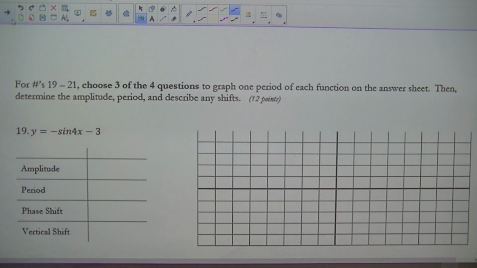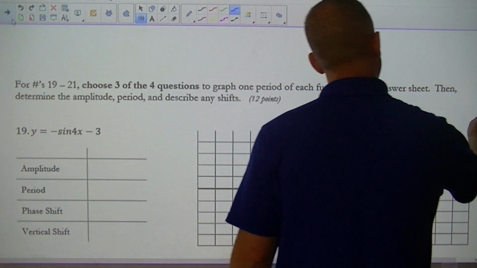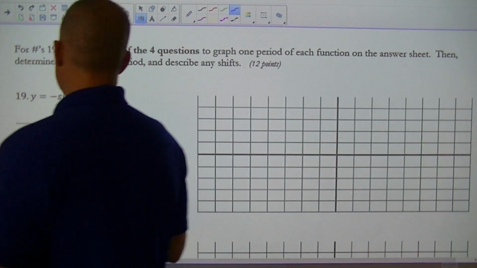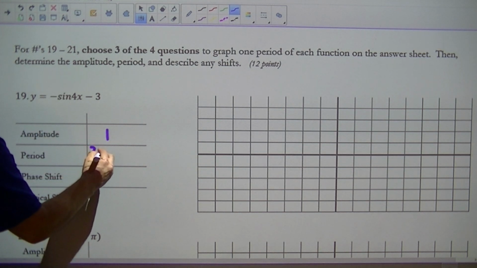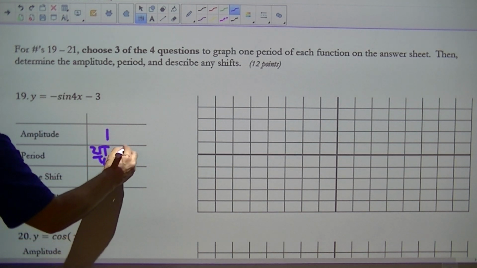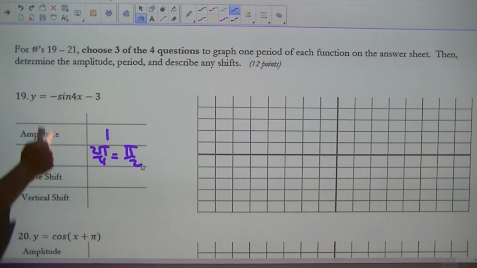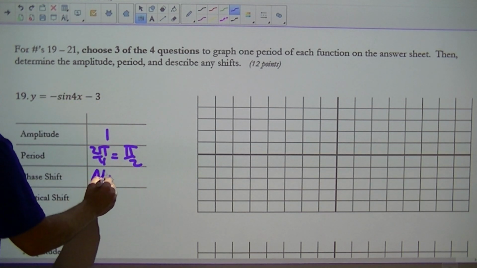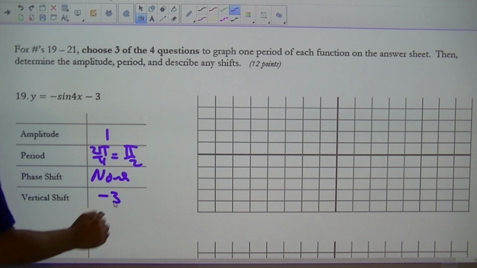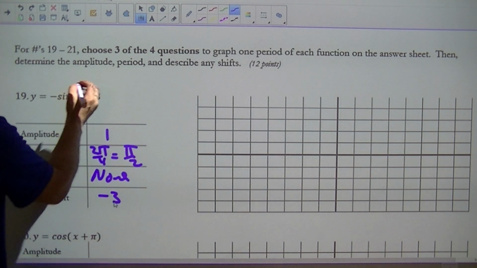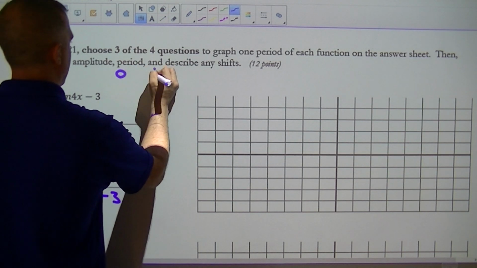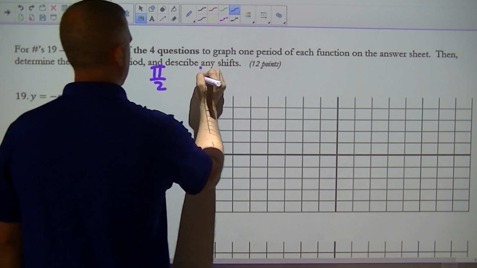Okay, some graphs, and we're done. All right, amplitude here would just be 1. The period would be 2 pi divided by 4, which would be pi over 2. Phase shift would be none. Vertical shift would be -3. Now, what I want to do, these would be my starting angles for this.